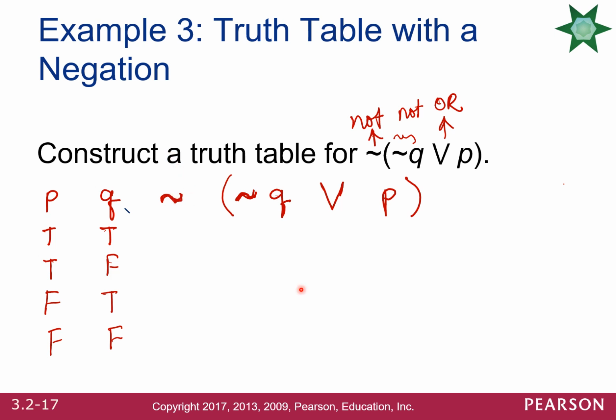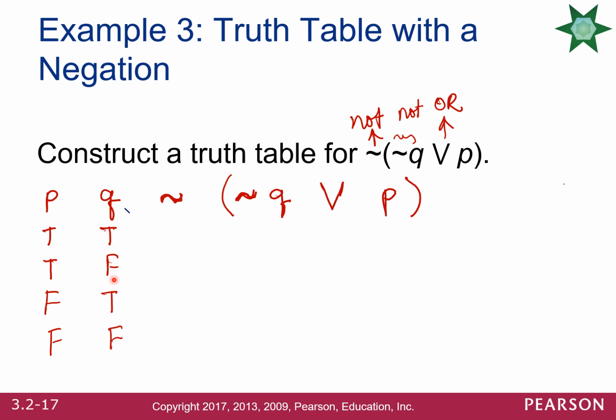Right? Now, within the brackets, we always start with negation. All right, we start with negation and then we deal with the conjunction and the disjunction, whatever there may be. So not Q, what that means is we have to take all the Q true and falses and negate them. So if it's true, the negation of that will be false.